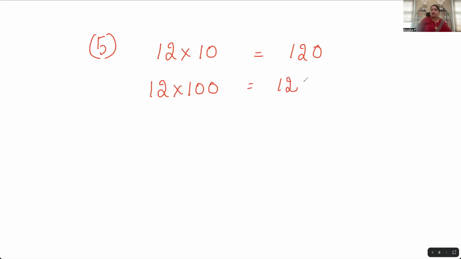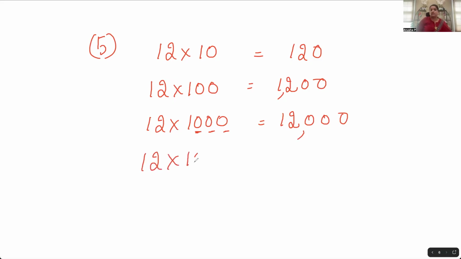Fifth example. We'll go with some bigger numbers. 12 times 10, which is 120. 12 times 100, what will you do? 12 times 1 is 12, and because we have two zeros, we are keeping two zeros. So 12 times 100 is 1200. 12 times 1000. So 12, because we have three zeros, we are keeping three zeros, which is 12,000.